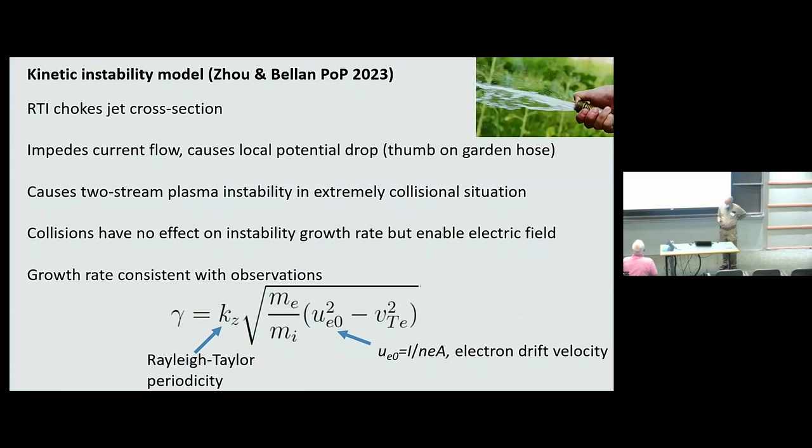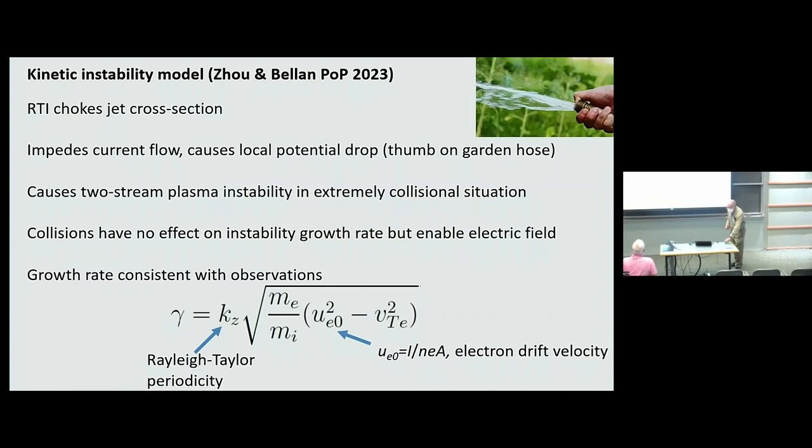So this turns out to cause a two-stream instability, which is a well-known plasma instability, but that's usually assumed to work only in a collisionless plasma, and we found that it actually will work in a highly collisional plasma where the collision frequency is much higher than all the other frequencies, higher than the growth rate, and it turns out that the collision drops out and doesn't matter. And it gives a growth rate that's consistent with observations, and it's triggered basically by the electron velocity associated with the current getting to be bigger than the electron thermal velocity.